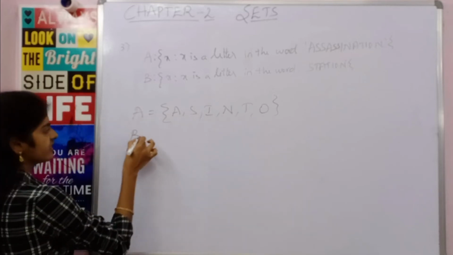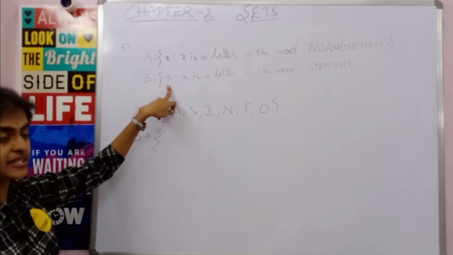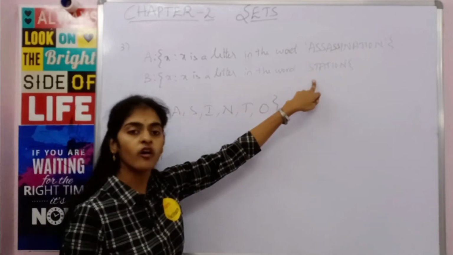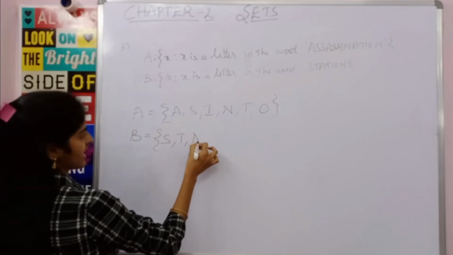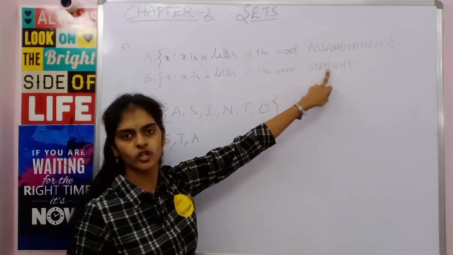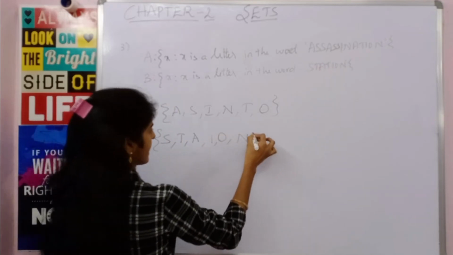Now let us write the set B in roster form. So B is a set containing elements X such that X is a letter of the word station. So in station you have S, you have T, you have A. Now again T is repeating, so you will not take it. Then you have I, you have O and then N.